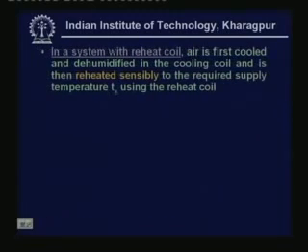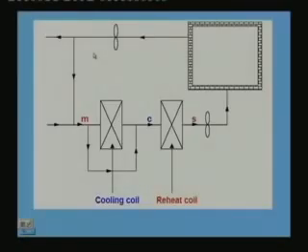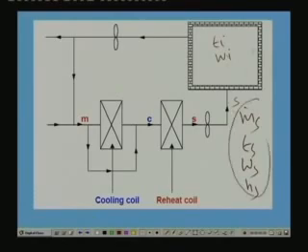In a system with reheat coil, air is first cooled and dehumidified in the cooling coil and is then reheated sensibly to the required supply temperature Ts using the reheat coil. First let me explain the system hardware. Again you have the conditioned space here where we require Ti and Wi, and this is the supply state. We require this much airflow rate at this temperature, this humidity and this enthalpy. At this condition, air is supplied to the conditioned space, and again we have the sensible heat load and latent heat load on the room. We have the cooling coil here, and in addition to the cooling coil, we also have a heating coil.